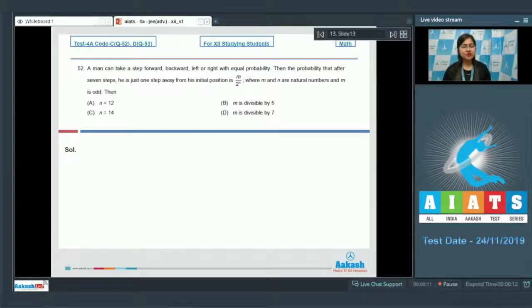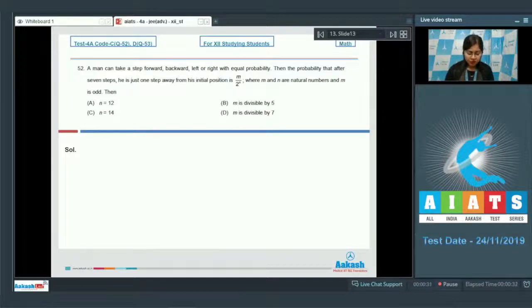Next is question number 52. It says that a man can take a step forward, backward, left or right with equal probability, and the probability that after 7 steps he is just 1 step away from his initial position is m divided by 2 raised to the power n, where m and n are natural numbers and m is odd.